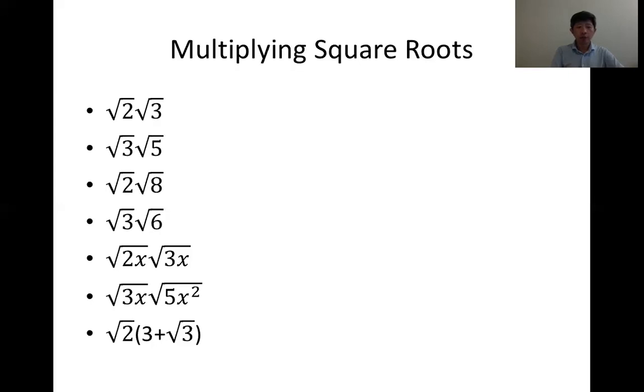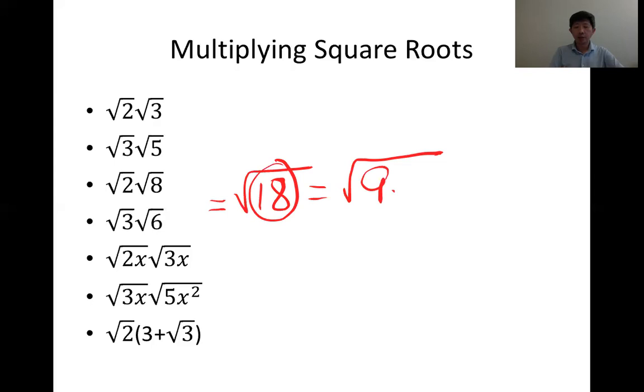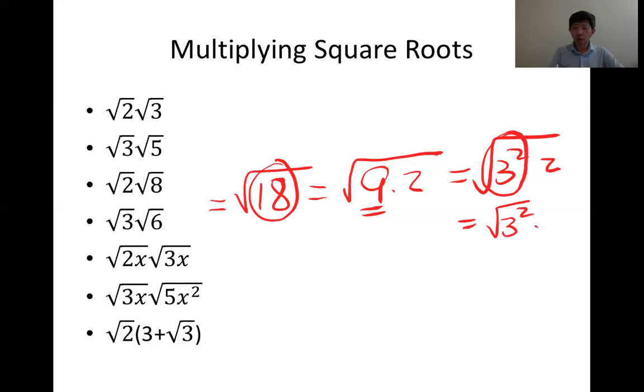Square root of 3 times square root of 6, which is square root of 18, right? Now 18, can we simplify this? Yes, we still can simplify this because 18 is equal to 9 times 2. We can change 9 into 3 squared times 2, right? We still can cancel the square root. So we have square root of 3 squared times square root of 2. So we cancel this? Yes. So therefore, 3 square root of 2.